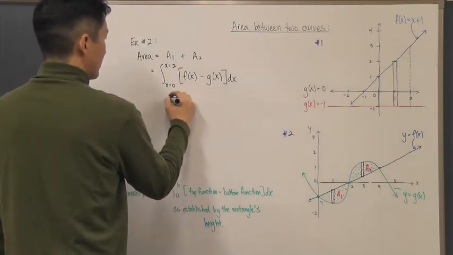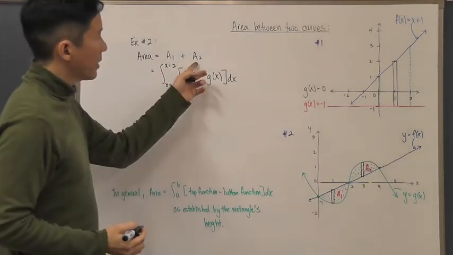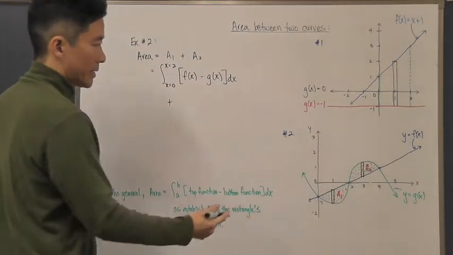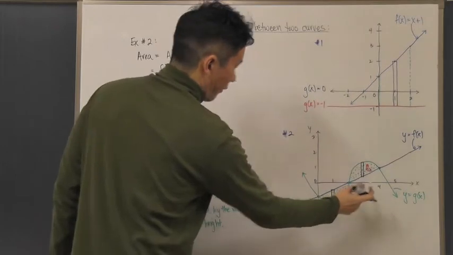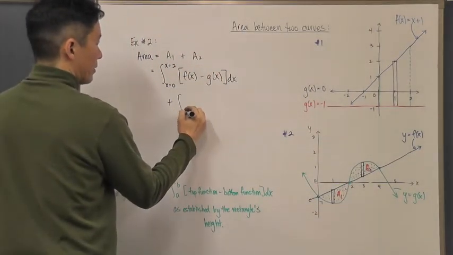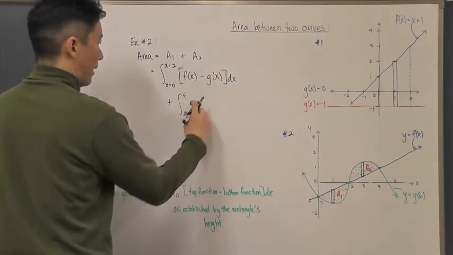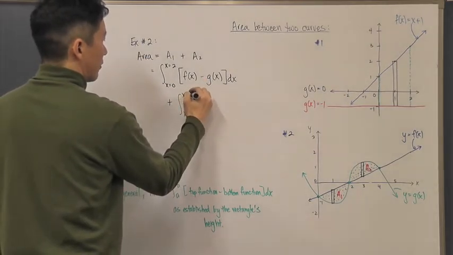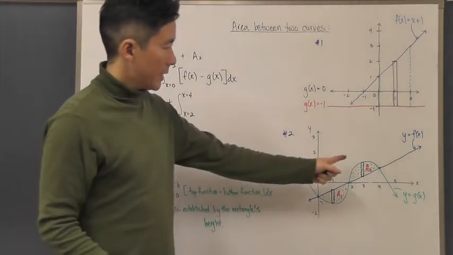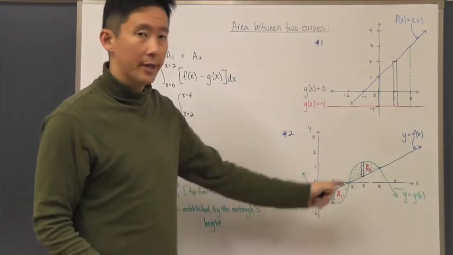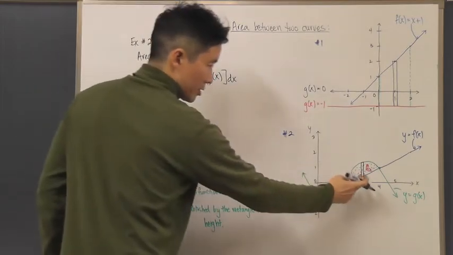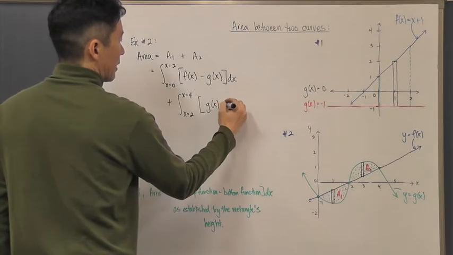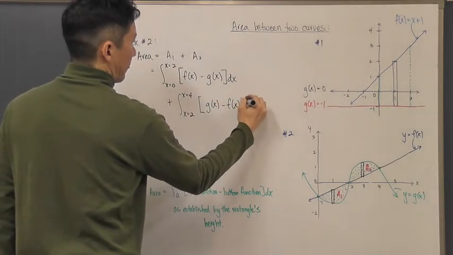Plus, okay, the area sub 2. Now here's the area sub 2 here. Now the area sub 2 is going to be defined from 2 to 4. So notice that is the integral from 2 to 4. Let's put x equal to 2 to x equal to 4. Okay. Now notice that the top function in this case is g of x, and the bottom function is f of x. So this is going to be equal to the integral of g of x minus f of x, dx.